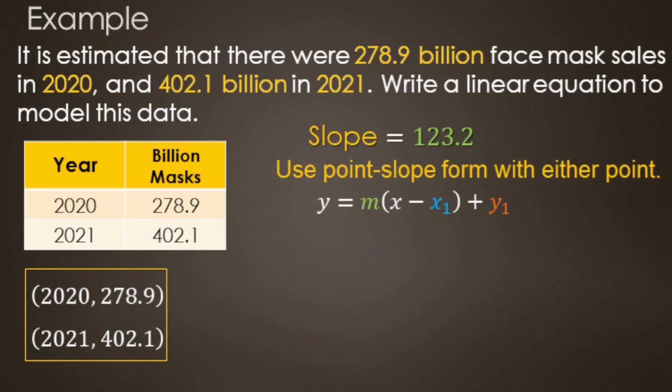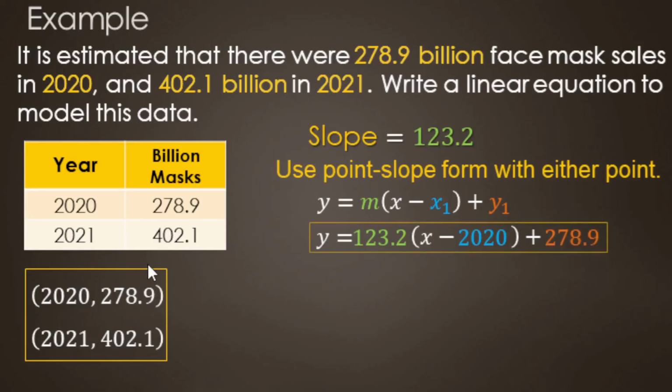So there's our point slope form. y equals m, x minus x1 plus y1. Now we're just going to replace the m, the x1, and the y1 with values that they equal. The m, we already found that out. That's the slope or the rate per year, 123.2. x1, y1. Probably use the 2020 information. It's got smaller numbers, so x1 is going to be replaced with 2020, and then y1 is going to be replaced with 278.9 from there or there or there.